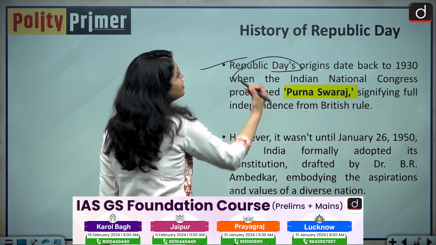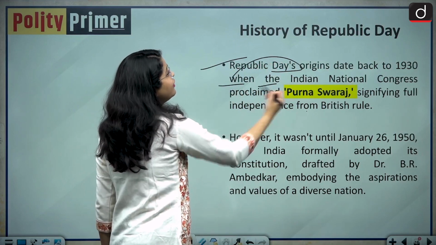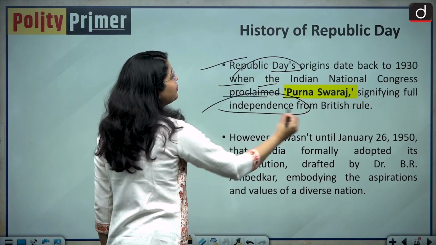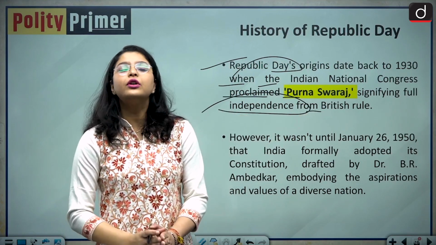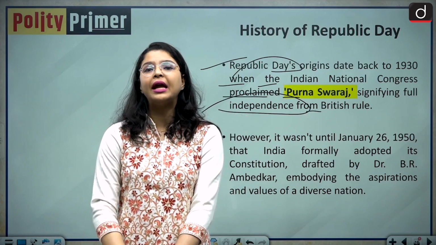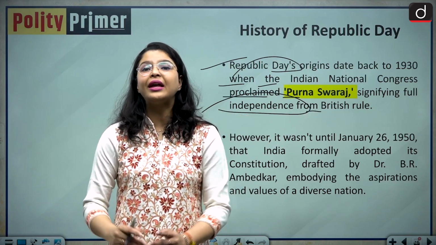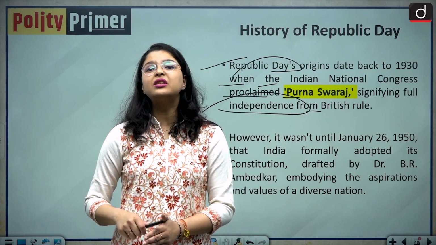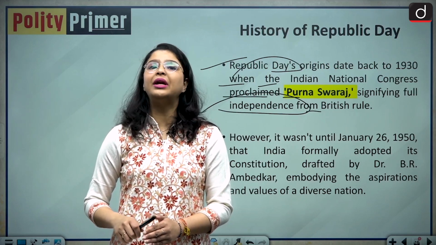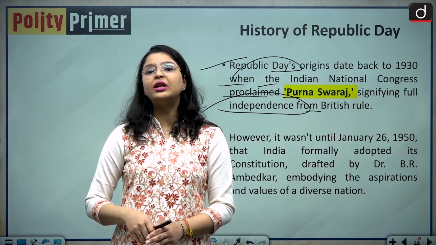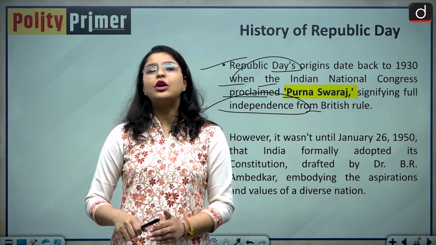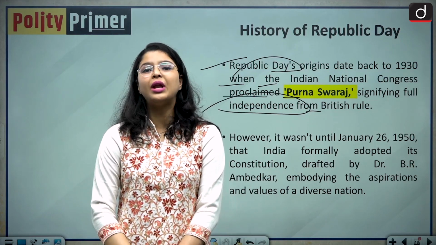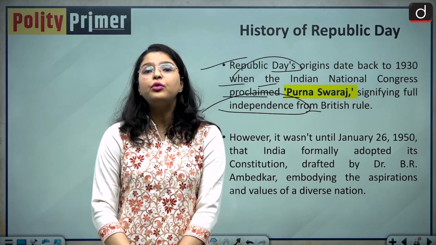So, Republic Day's origins date back to the year 1930, when the Indian National Congress proclaimed Purna Swaraj, signifying full independence from the British rule. We were fighting for our independence since the year 1920. But finally in 1930, the Indian National Congress realized that the Britishers were lying to us about giving an independent status. The Britishers have exploited us educationally, culturally, economically, and that is why they wanted complete independence from the British rule, and they declared it as a day of Purna Swaraj.